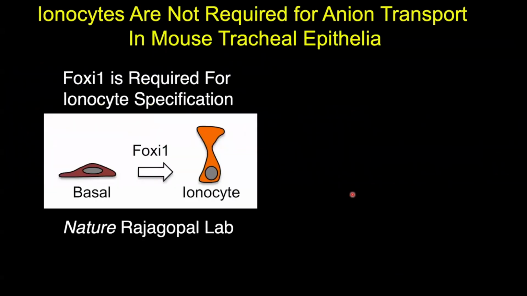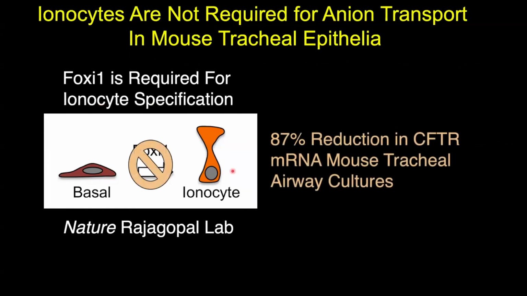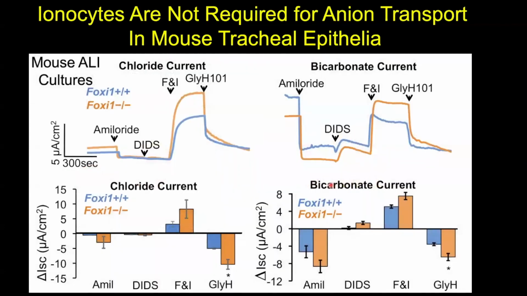There's a tremendous amount of study on the specification of ionocytes in multiple species, but the Rajagopal lab has demonstrated that FOXI1 is required for differentiation of a basal cell towards an ionocyte. When FOXI1 is deleted, CFTR expression is reduced by 87% in mouse tracheal airway epithelial cultures. However, despite the reduction in CFTR mRNA, there's actually an increase in the amount of chloride and bicarbonate current within FOXI1 knockout airway epithelia. This current appears to be mediated by a non-CFTR channel, but has properties very similar to CFTR. Alternatively, CFTR activation within a specific cell type may be able to function at a higher level for chloride and bicarbonate current in mouse in the absence of ionocytes.